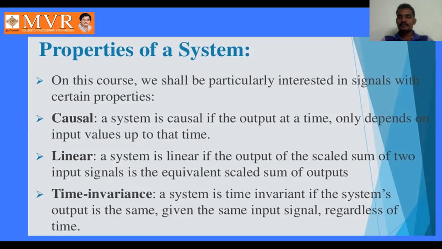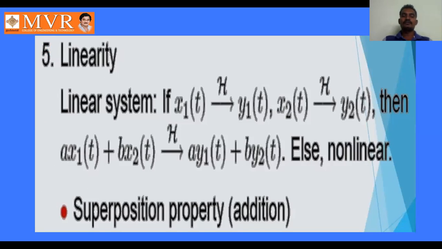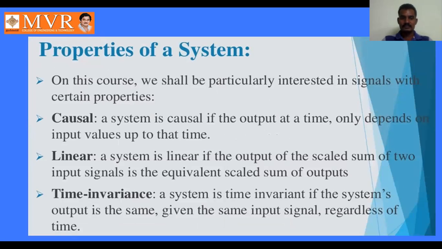Linearity. A system is said to be linear if the output of the scaled sum of two input signals is the equivalent scaled sum of the output signals. For example, we already discussed the linearity equation: a into x1 of t plus b into x2 of t leads to a into y1 of t plus b into y2 of t. That is the linearity condition. Next, time invariance. A system is time invariant if the system's output is the same given the same input signal regardless of time. So these three are the main properties of our system: causality, linearity, and time invariance.